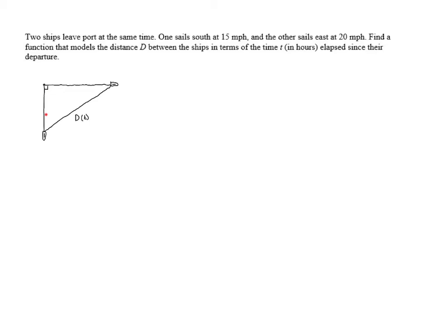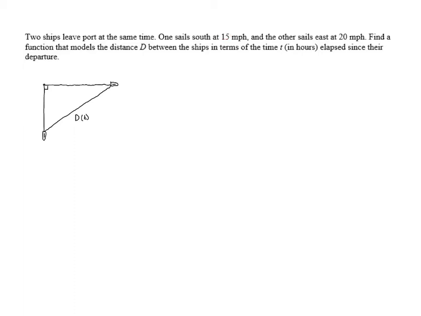Now, in a right triangle, we know that we have the Pythagorean theorem, which gives us the relationship between the three distances. So what we actually need is each of these shorter distances as a function of time as well. So let's take a look at the ship that's sailing south. It's moving at a speed of 15 miles per hour.